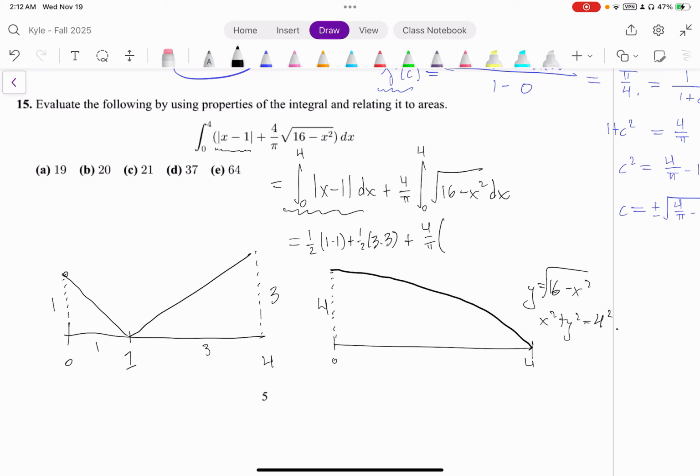So it's a quarter of the circle. So 1/4 times pi times 4 squared, because that's the radius of the circle. So these two 4's cancel, the pi's cancel. So we have 16. So let's bring this calculation down. This is 1/2 plus 9/2, so 10/2. 5 plus 16, which is 21.